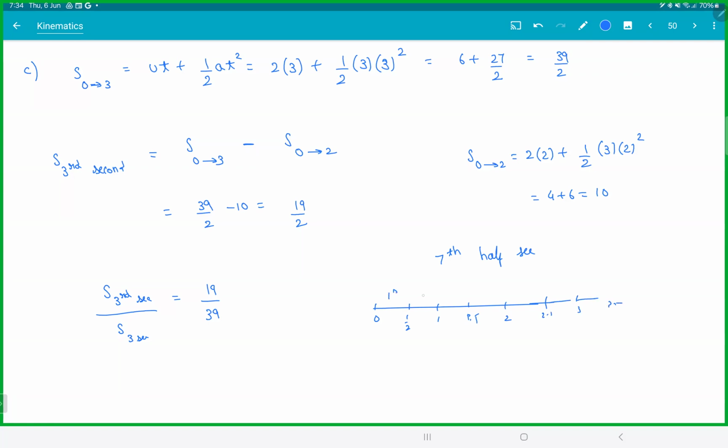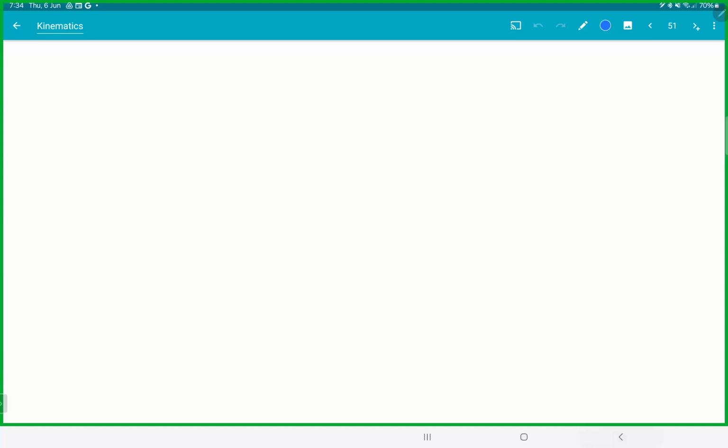So this is the first half second. Second, third, fourth, fifth, sixth, seventh. Matlab 3 to 3.5, na? So they did ask something like that, 7th half second. What people did, they kept this formula in that half second ka formula and finished it off, and everyone got a wrong answer. So remembering a formula is good, but you should remember when to use and when not to use. If you blindly use the same thing everywhere, you'll be trapped.